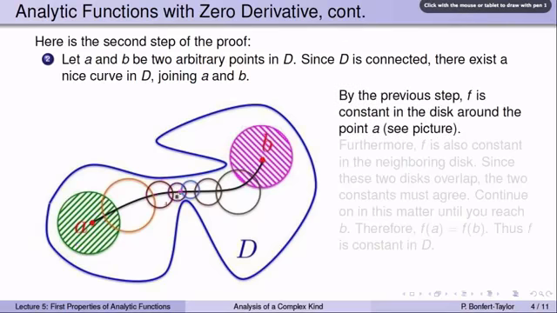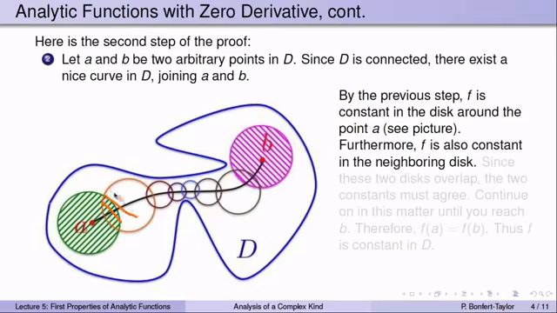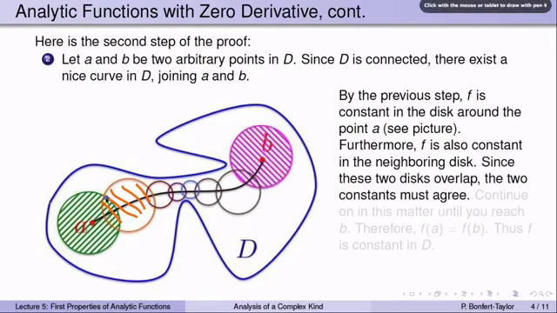By the previous step, f is constant in a disk around A. If I draw a disk that's small enough so it fits into D, f is constant in this green disk that I drew here. But now let's look at this neighboring orange disk. That's another disk, and in any disk, f is constant, so it's also constant on this disk. But these two disks overlap, the green and the orange disks, they overlap on this piece here. f is constant on the green disk, so say f is equal to 1 plus i on that green disk. f is also constant on the orange disk, so let's say f is equal to 2 there. But on this blue portion where they overlap, those two constants are going to have to agree. So the constant must be the same for the green disk and the orange disk. So f is now constant on the union of the green and the orange disk.